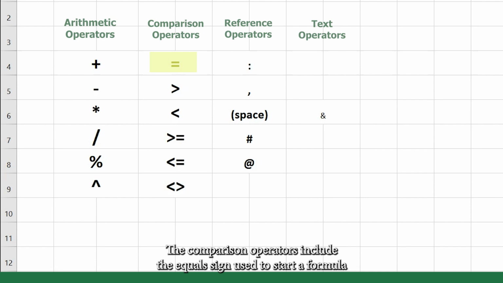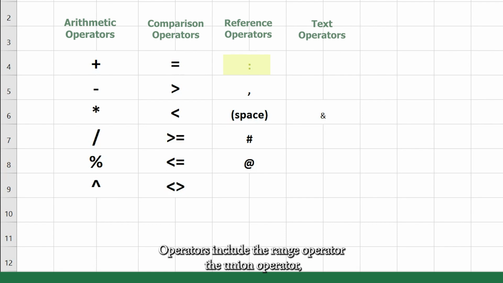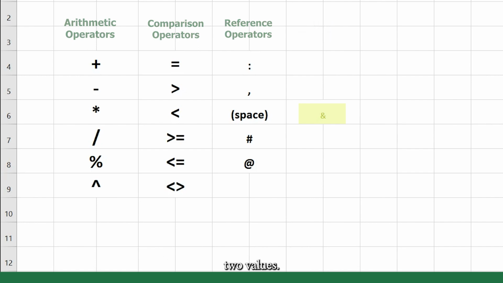The comparison operators include the equal sign, used to start a formula or function, also denotes equal to, greater than, less than, greater than or equal to, less than or equal to, not equal to. The reference operators include the range operator, the union operator, the intersection operator, the pound operator, and at operator. Lastly, there is a text operator, the ampersand, used to concatenate 2 values.